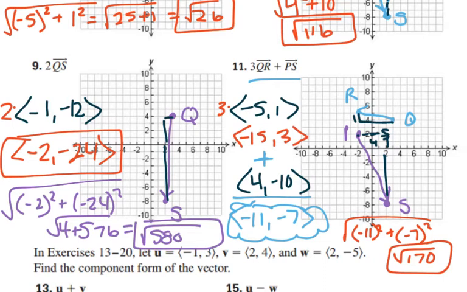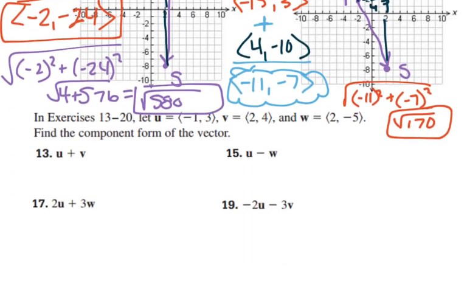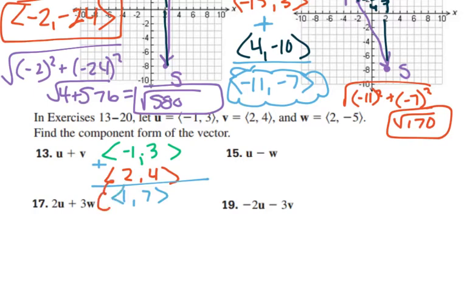Yes. All right. Anyway. So, in number 13, we're going to have the u vector being negative 1, 3. The v vector is 2, 4. And a w vector, which is 2, negative 5. So, as I showed in the previous one, to add vectors, all you have to do is add their component forms. So if u is negative 1, 3, and v is 2, 4, you just add their component pieces, and you get 1, 7 as your answer.